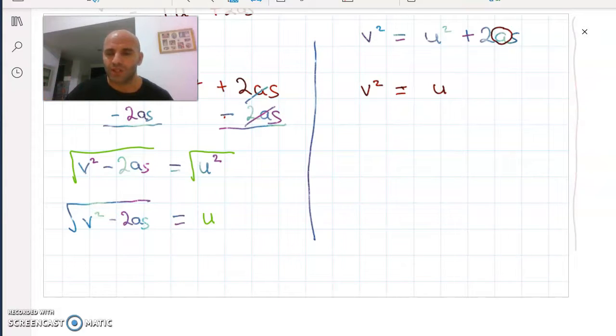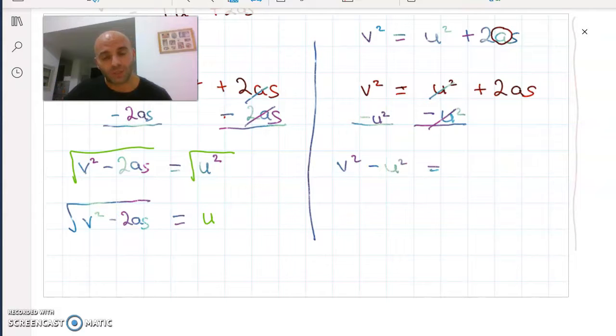And you realize that, well, the u is actually adding to the 2as because it's a positive u squared. So the opposite of addition is subtraction. So if I subtract it on the right, then I must also subtract it on the left. The u squareds on the right will cancel out, and that will give me the final velocity squared minus the initial velocity squared equal to twice the acceleration times the displacement.